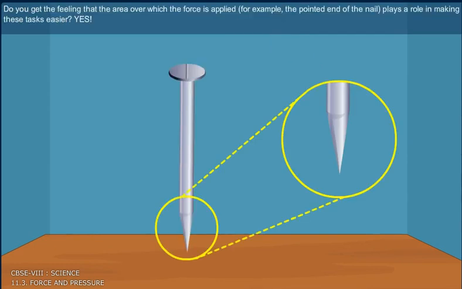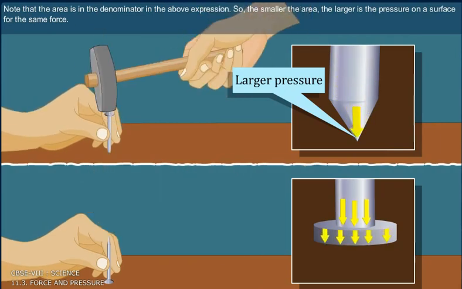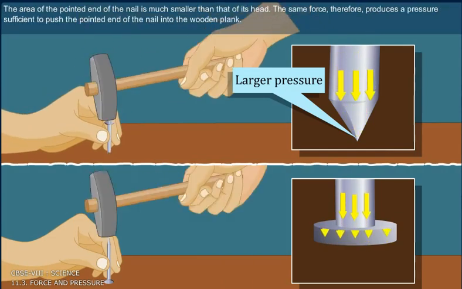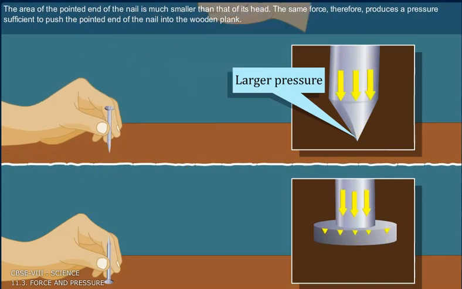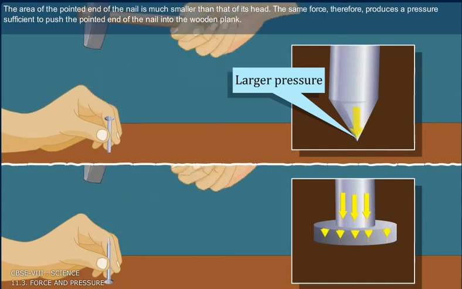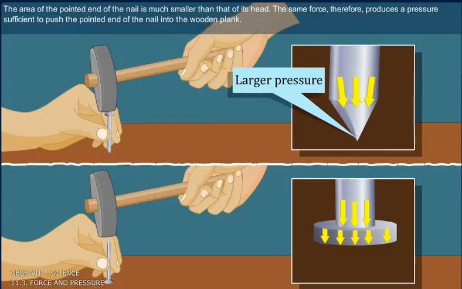Yes. Do you get the feeling that the area over which the force is applied, for example, the pointed end of the nail, plays a role in making these tasks easier? Yes. Note that the area is in the denominator in the above expression. So, the smaller the area, the larger the pressure on a surface for the same force. The area of the pointed end of the nail is much smaller than that of its head. The same force, therefore, produces a pressure sufficient to push the pointed end of the nail into the wooden plank.